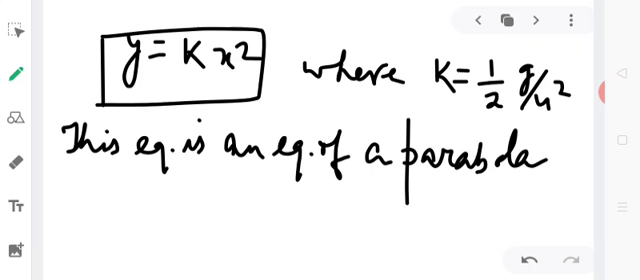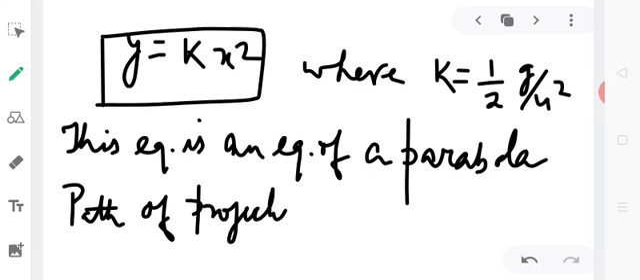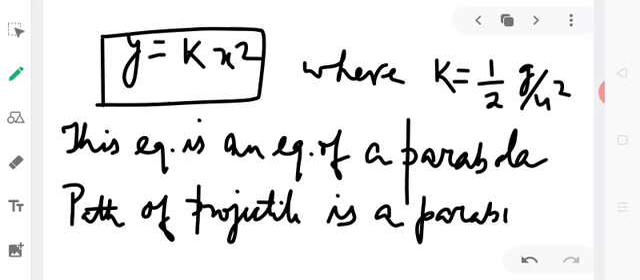Hence we can write down path of projectile projected horizontally from a certain height from ground is a parabolic path.